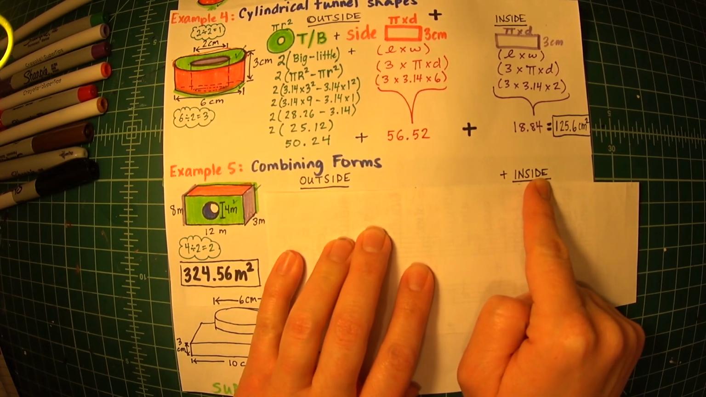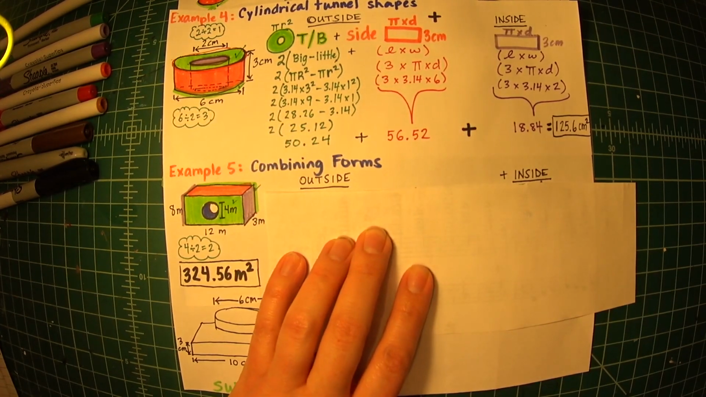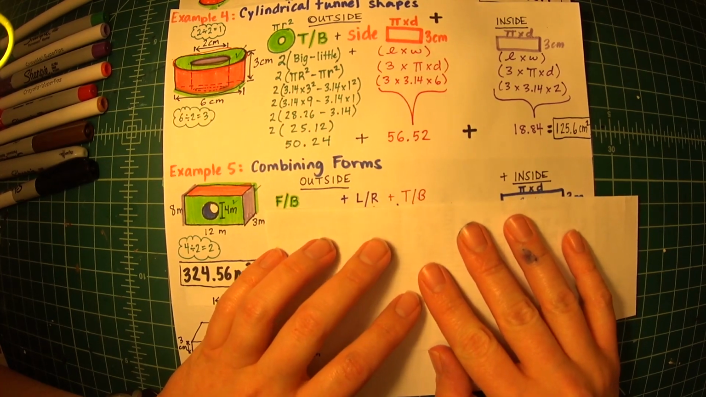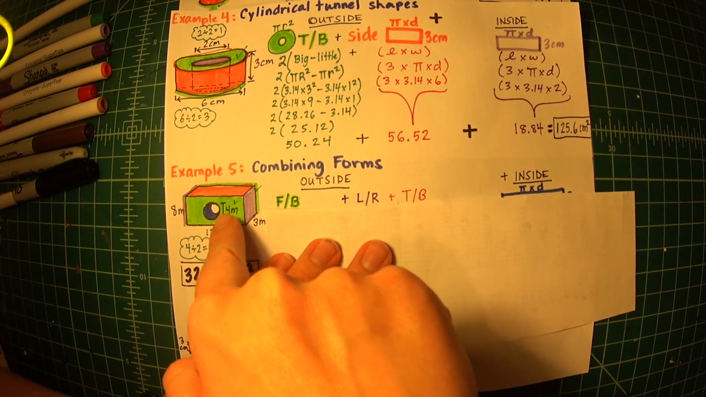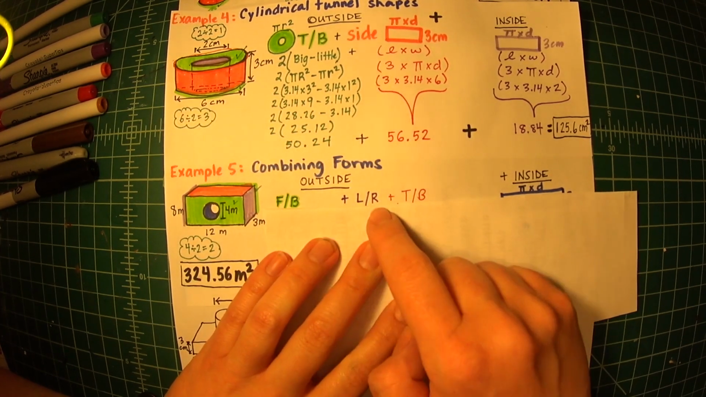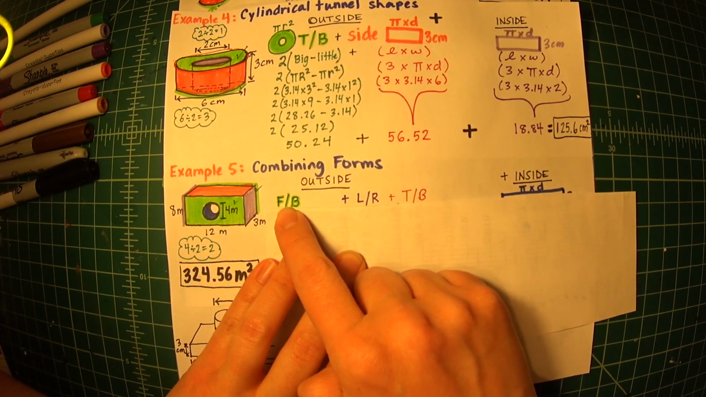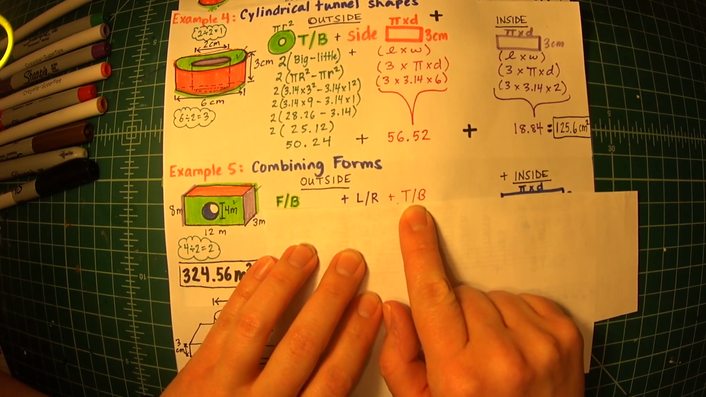Okay, as soon as you see you have a tunnel shape, you know you're going to have to do an outside calculation and an inside calculation. Alright, so because I am dealing with a basic rectangular prism, aside from that hole there, I can break it down into my matching sets of sides. So I've got front/back, plus left/right, plus top/bottom.